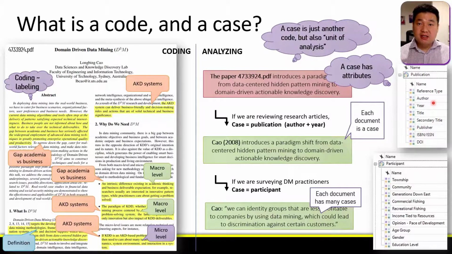In short, a case is a unit of analysis. It is what we are analyzing. A case can also have attributes. The reason we are defining cases in NVivo is that we can compare them later. For example, what are the topics mentioned by publications that are published in 2020? Or what do survey participants in different age groups say about a certain topic?